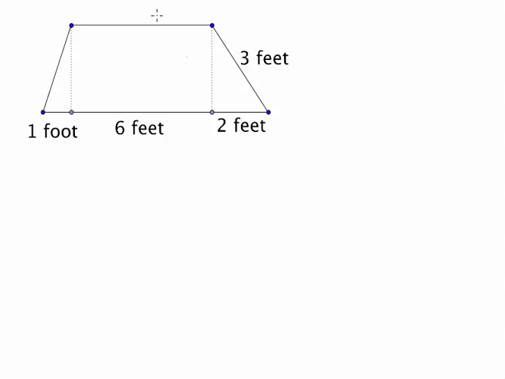We have here a trapezoid. We've got some measurements on this trapezoid, and what we're going to do is find the area and the perimeter of this trapezoid. All right, so first let's talk a little bit about formulas.